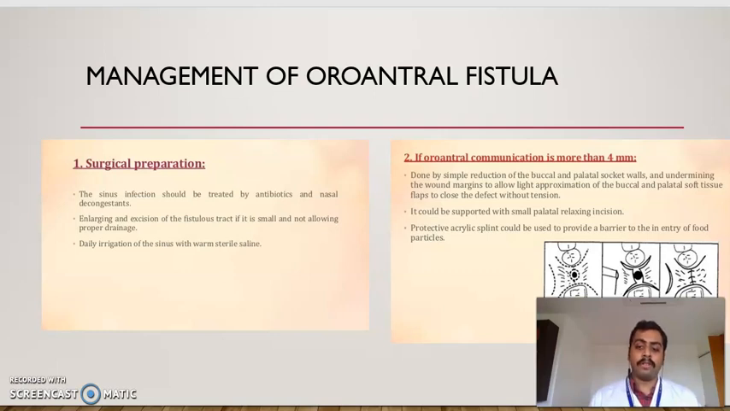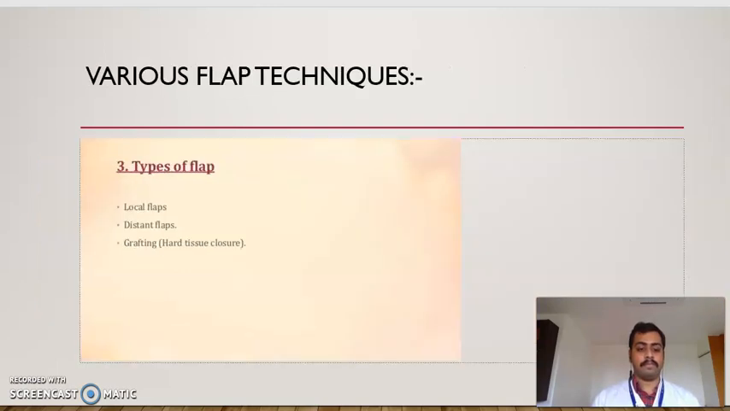It could be supported with a small palatal relaxing incision. A protective acrylic splint could be used to provide a barrier to the entry of food particles. Now we look into the various flap techniques. There are three types of flap: local flap, distant flap, followed by the grafting or the hard tissue closure.